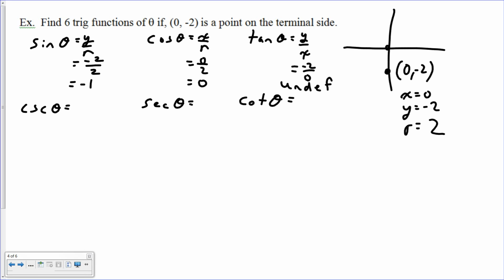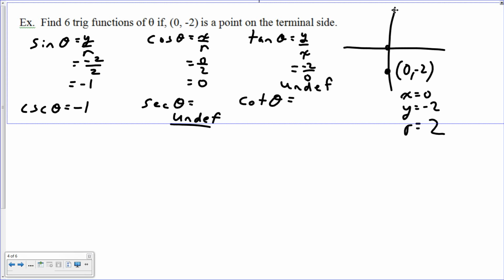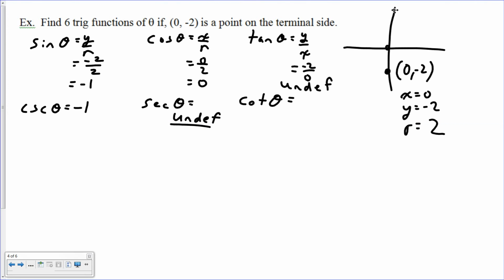Now we just flip for the reciprocals. I can go up here and say, oh, this is going to be 2 over negative 2 when I switch it, so this is going to end up as still negative 1. Or I can say negative 1 over 1, flip it, you still get negative 1. Secant is going to be undefined. Why is it undefined? Because 0 over 2 flipped is 2 over 0, which means that it's undefined. So I'm actually going up to here to help you with that. And this one is going to be 0 over negative 2, which is now 0.